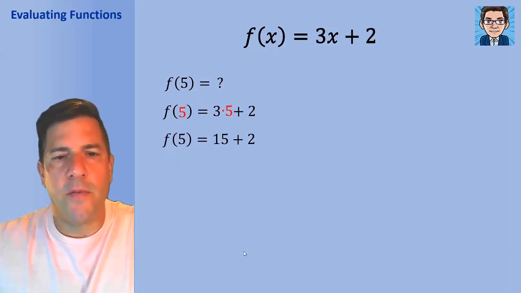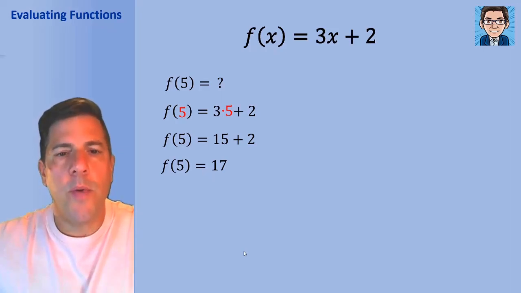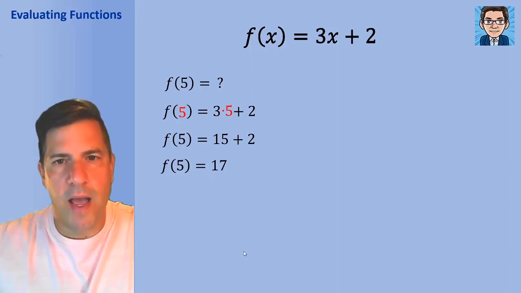So f of 5 becomes 15 plus 2. Combine those terms and we get f of 5 equals 17. So when we write it like that, it shows us what we put into the function, the 5, and what we get out of the function, which is a 17.